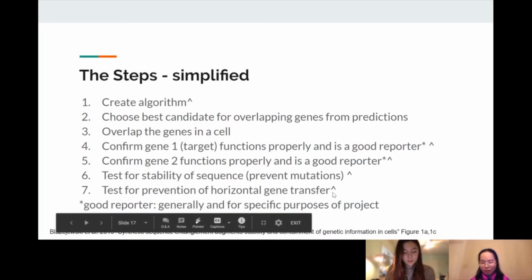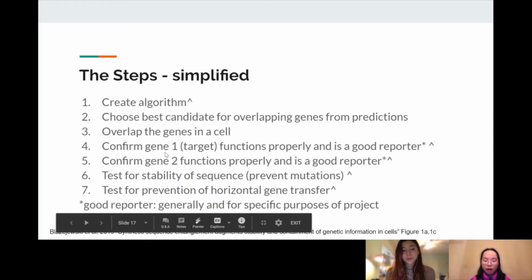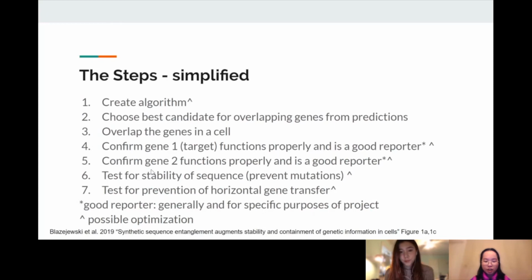So I say possible optimization because papers don't always list every single optimization step, but you can kind of assume which step that they're optimizing. Sometimes they say it directly, like, using these results, then we used the results to optimize the algorithm, et cetera, et cetera. But sometimes you don't. For example, when you're confirming that gene 1 and gene 2 function properly, maybe instead of choosing the one best candidate from the algorithm, you choose a top 5.